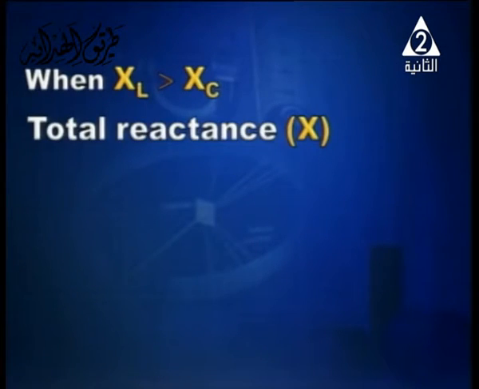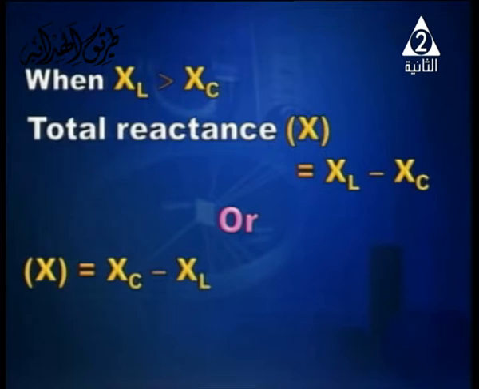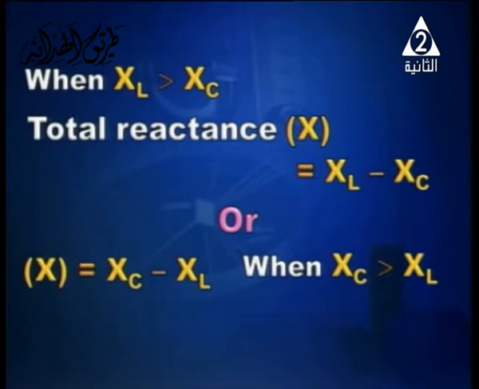And also talking about the reactances, when XL is greater than XC, the total reactance X is given by XL minus XC. Or the total reactance will be XC minus XL, and this happens when XC is greater than XL.